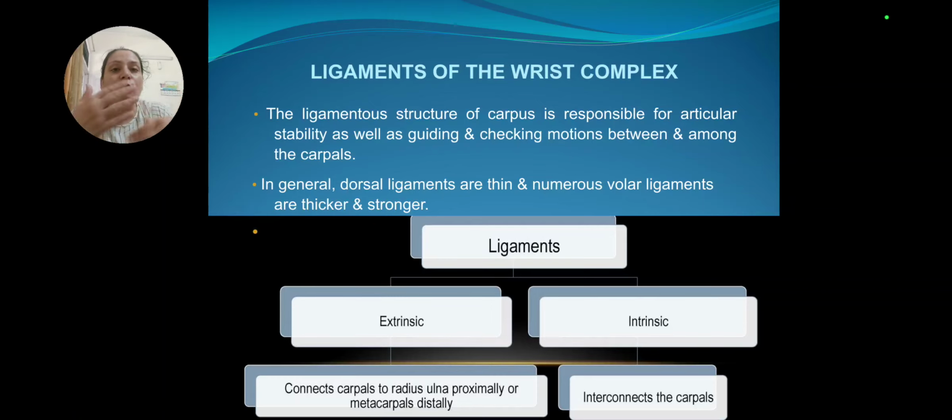There is one term called volar and one called dorsal, that is the volar area and the dorsal area. So they are divided as dorsal extrinsic ligaments, dorsal intrinsic ligaments, volar extrinsic ligaments, volar intrinsic ligaments. Fine. So these are like this.